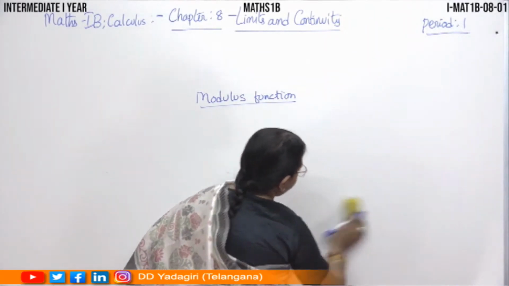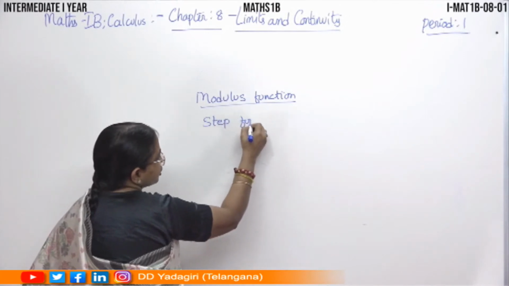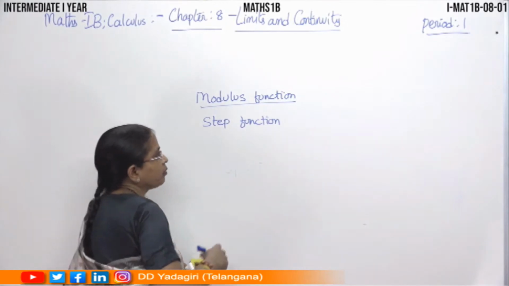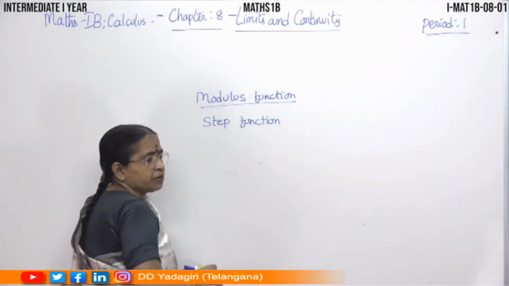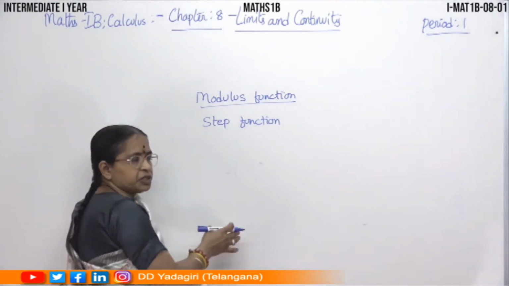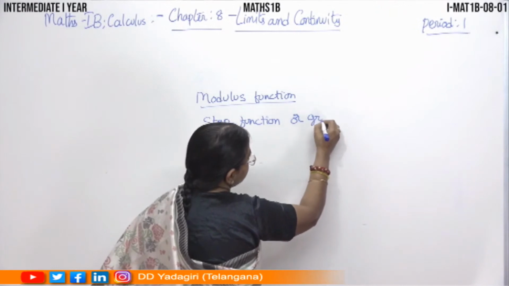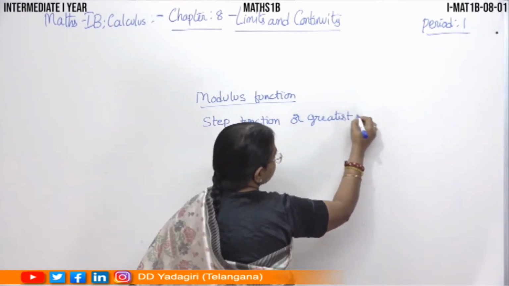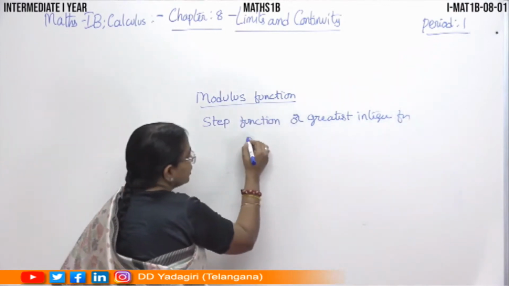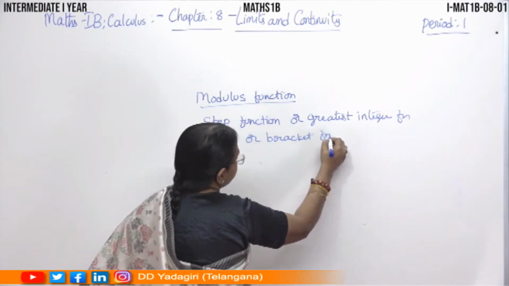Okay, next is step function, or greatest integer function. This is again very important. We need it in 2-3 problems. This modulus function, step function, we need in some 3-4 problems. So I'll write the definition. You can understand. A step function or greatest integer function, or it is also called as bracket function.